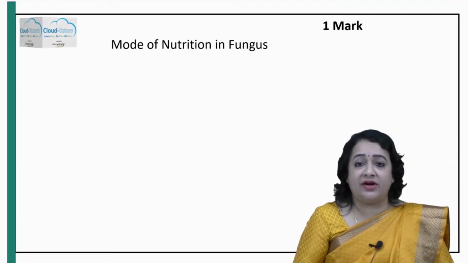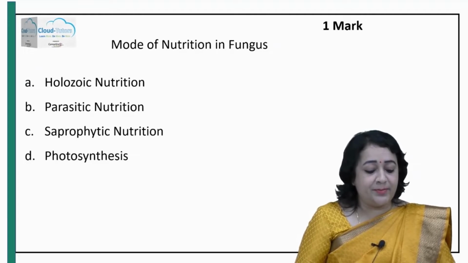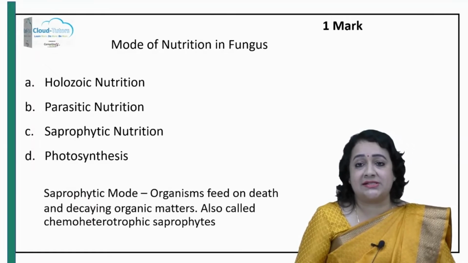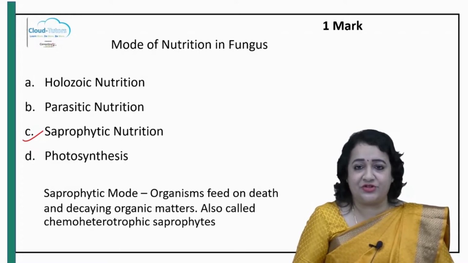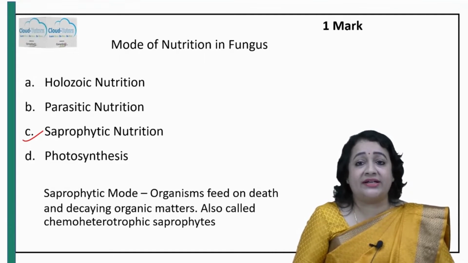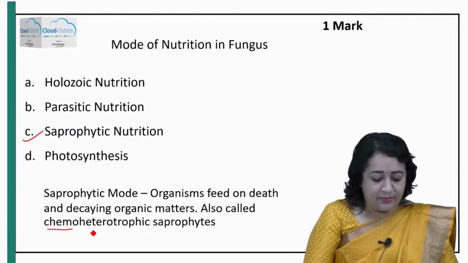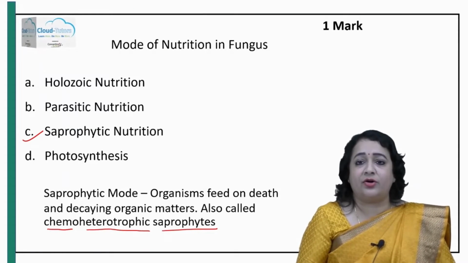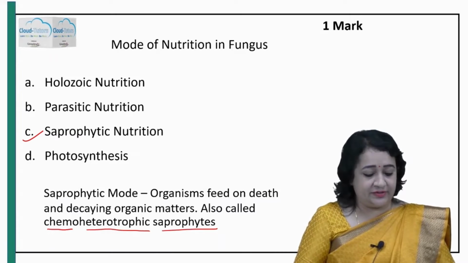Mode of nutrition in fungus. So what is the mode of nutrition in fungus? Your options are Holozoic nutrition, Parasitic nutrition, Saprophytic nutrition, then we have photosynthesis. So answer is Saprophytic nutrition. Why Saprophytic nutrition? Because fungus feeds on dead and decaying organic matter. So fungus are also called heterotrophic saprophytes, because they depend on the organic matter produced from dead and decaying plants and animals. So it is saprophytic nutrition.